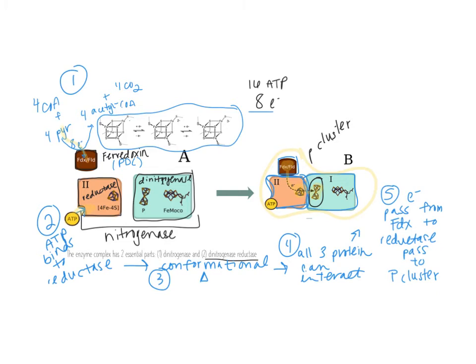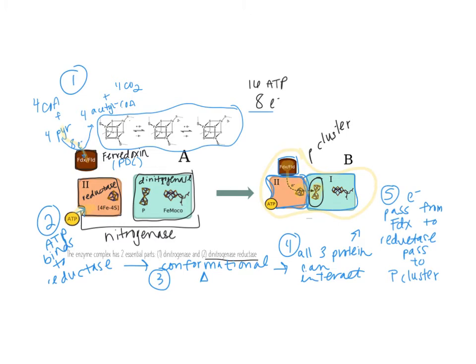So again, all of these pieces have to be close to each other because electrons can't just jump any distance. The iron sulfur clusters have to be close enough for the electrons to be able to jump. They're not Olympic superheroes. They can only jump short distances.